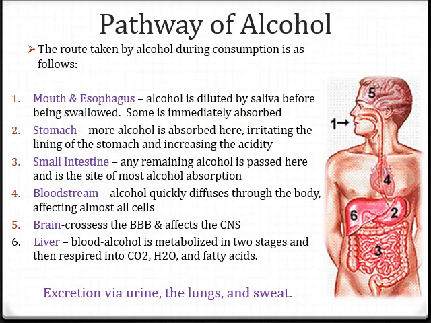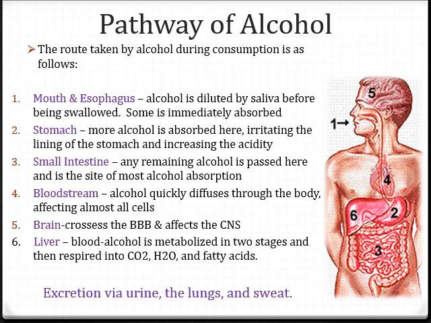So this slide explains the overall pathway of how alcohol is digested and absorbed. First, from the mouth and esophagus, alcohol is diluted by saliva before being swallowed. That means some of the alcohol can be immediately absorbed from the mouth itself. Then the stomach. More alcohol is absorbed here, which can cause irritation to the lining of the stomach and increase the acidity. Then the small intestine. Any remaining alcohol passes here, and it is the site of most alcohol absorption.